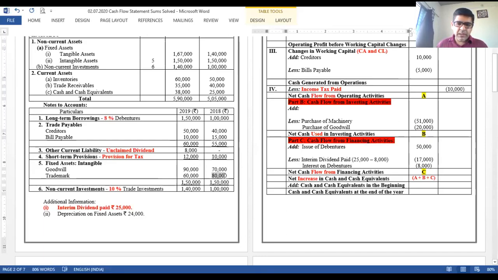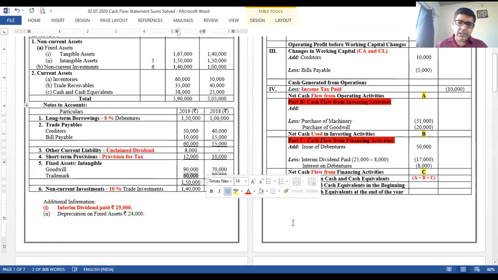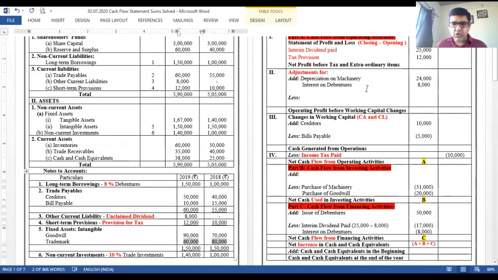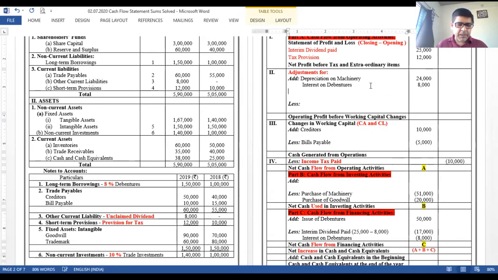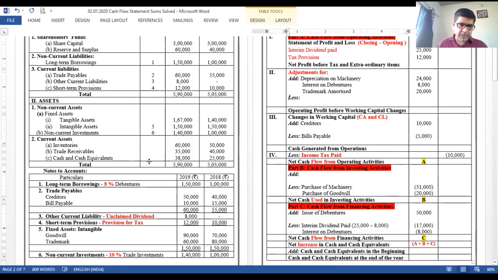Trademark is another intangible asset. It was 80,000 earlier and now it is 60,000. A reduction in intangible asset will simply talk about the amortization. That means trademark has been written off, amortized. It is a loss again. Being a loss, it has to be added to adjustments, second part of operating. Let me write over there, trademark amortized, right? Amount is 20,000. So this is how we complete the intangible assets part.